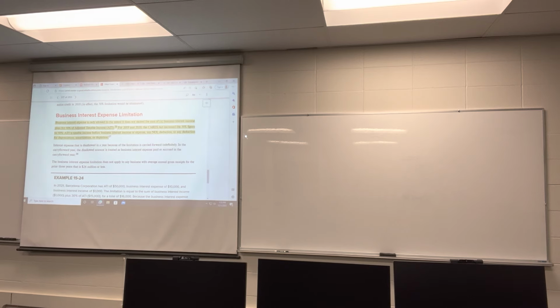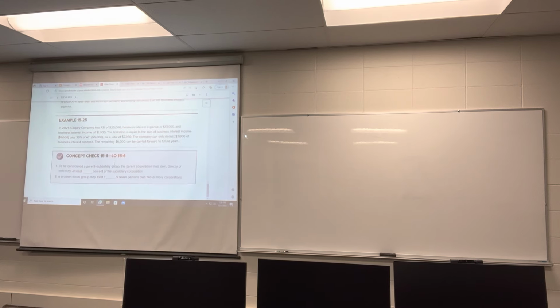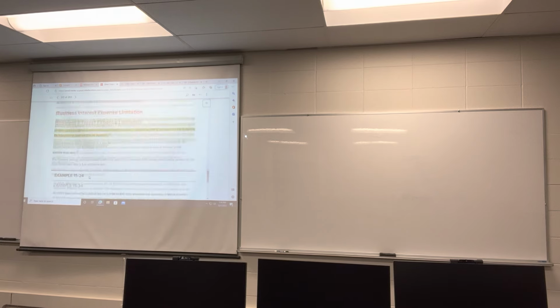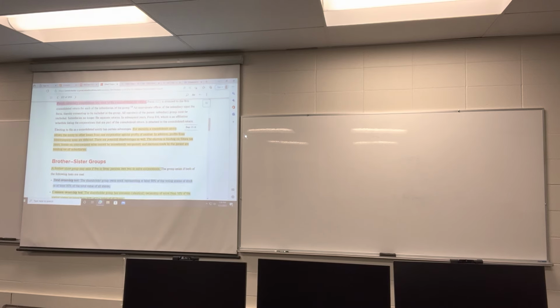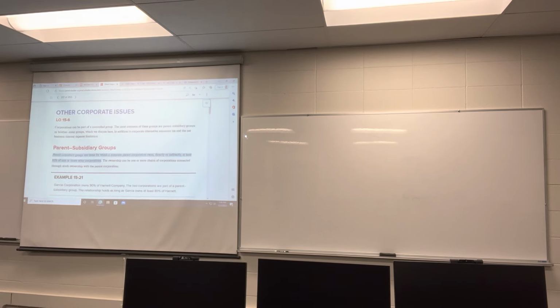So the adjusted taxable income is taxable income before business interest income or expense, before any NOL deduction, and before any deduction for depreciation, amortization, or depletion. So that's where that number comes from. Questions? So the big ones here that I want you to take away, brother-sister groups and parent-subsidiary groups.